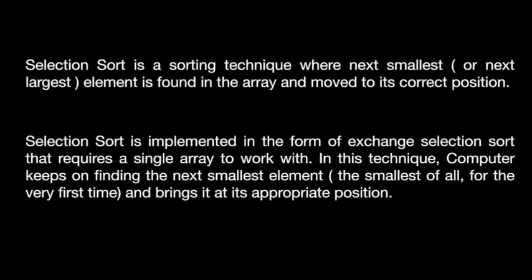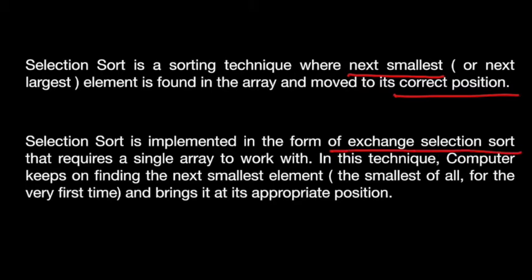As we know, selection sort is a technique where we try to find the smallest element in the unsorted array, and that smallest element is always moved to the first position, and then the element which was at the first position takes the place of the smallest element. Okay, so here we will try to understand.